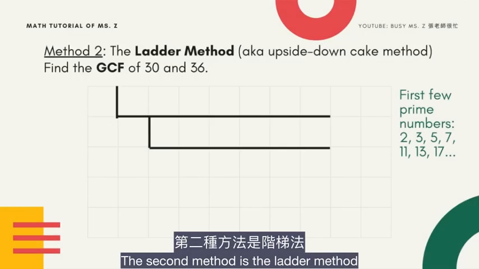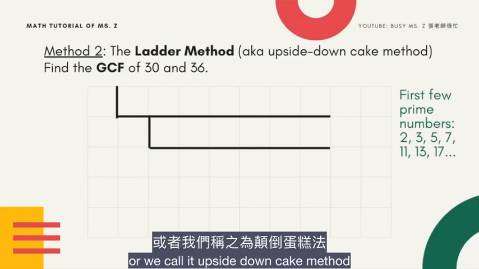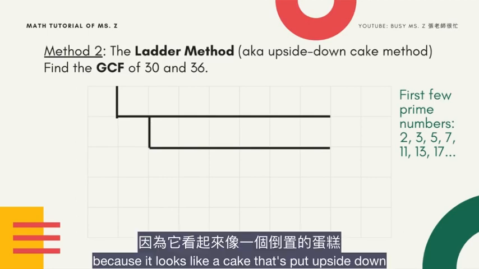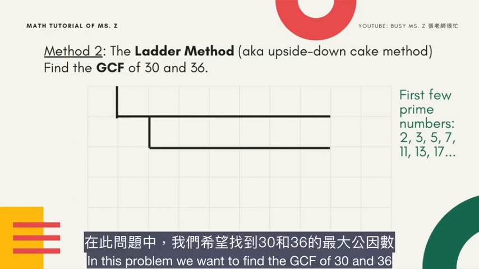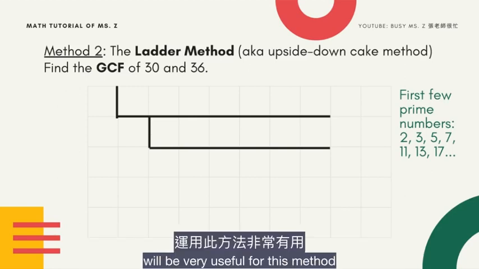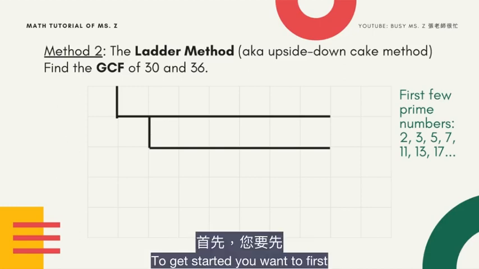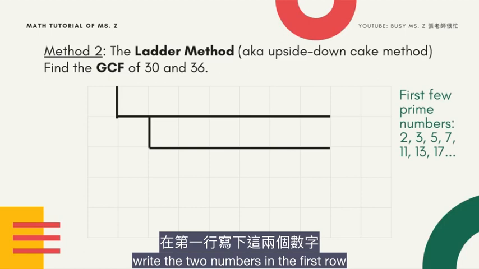The second method is the ladder method, or we call it the upside down cake method, because it looks like a cake that's put upside down. So in this problem, we want to find the GCF of 30 and 36. Knowing the prime numbers will be very useful for this method. So to get started, you want to first write the 2 numbers in the first row.